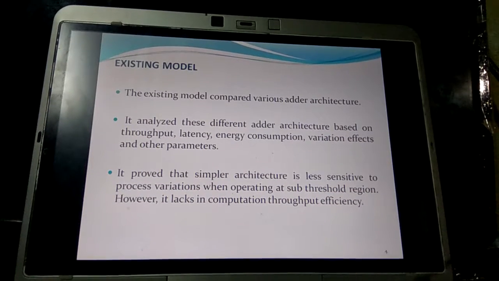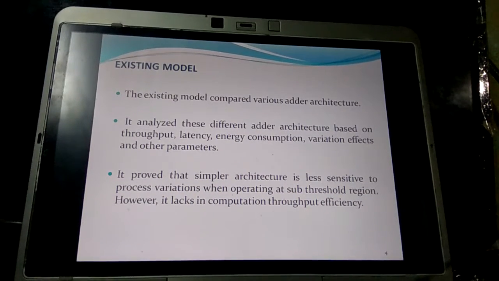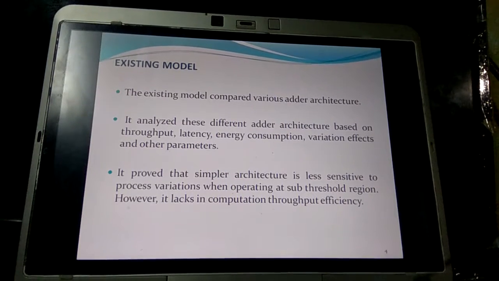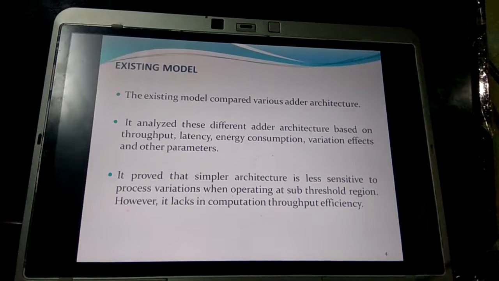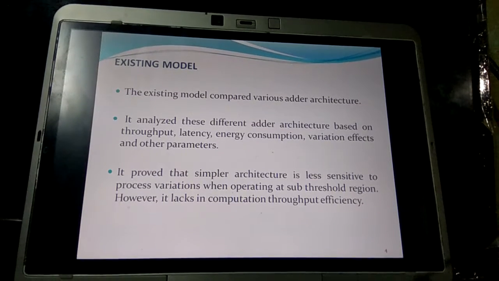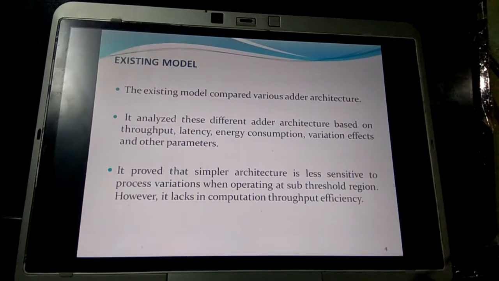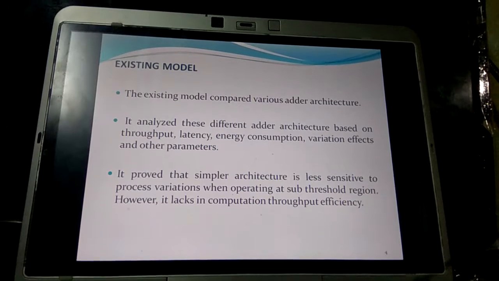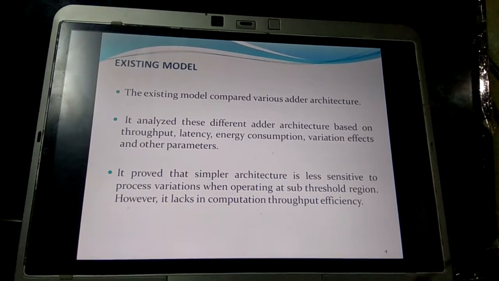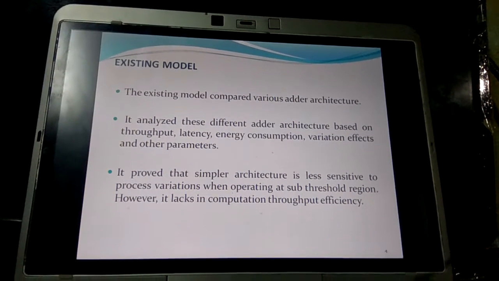Now we will give a brief description about the existing model. The existing model compared various adder architectures. It analyzed these different adder architectures based on throughput, latency, energy consumption, variation effects and other parameters. It proved that simpler architecture is less sensitive to process variations when operating in the subthreshold region. However, it lacks computational throughput efficiency.